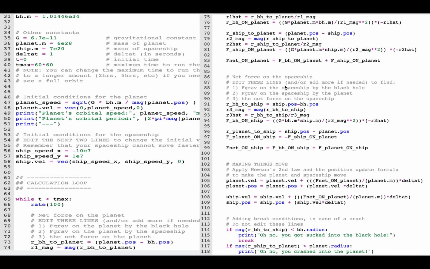And then down here, we're going to do something very similar. We're going to find the net force on the ship. So first we're finding the net force of the black hole on the ship, once again just using that gravitational force equation. And down here we're also finding the force of the planet on the ship, again using that gravitational force equation. And we're just going to add this together to find the net force. Down here we have the velocity update formula for the planet, the position update formula for the planet, the ship velocity update formula, and the ship position update formula.